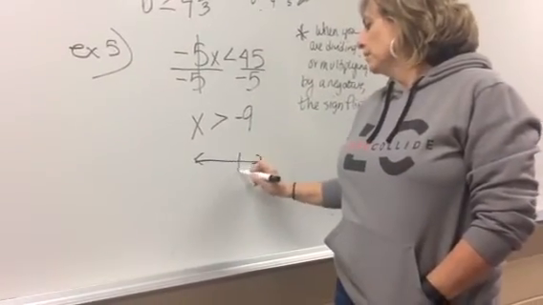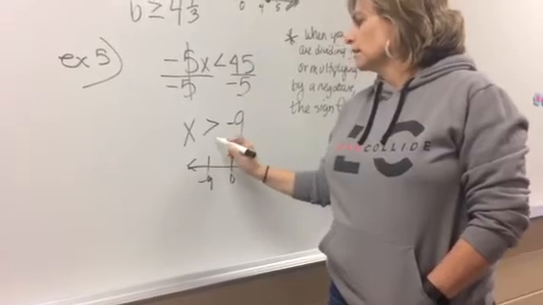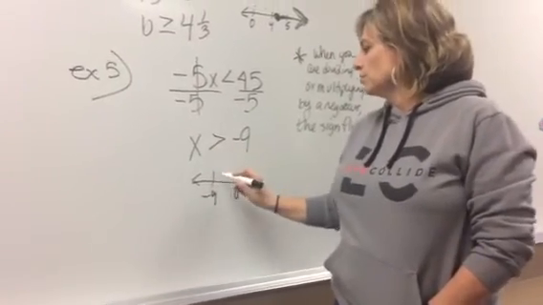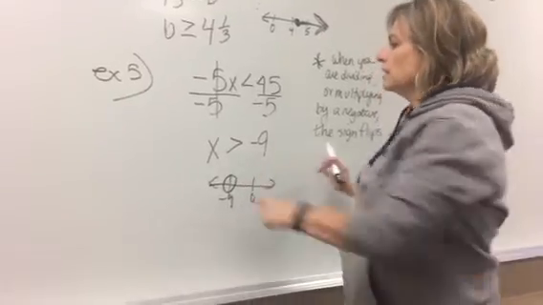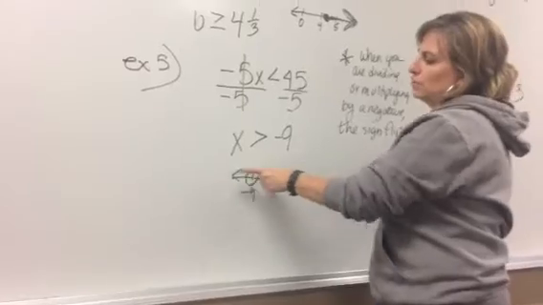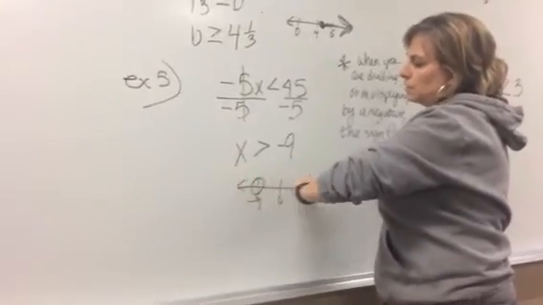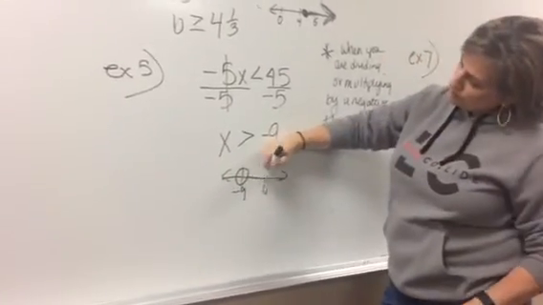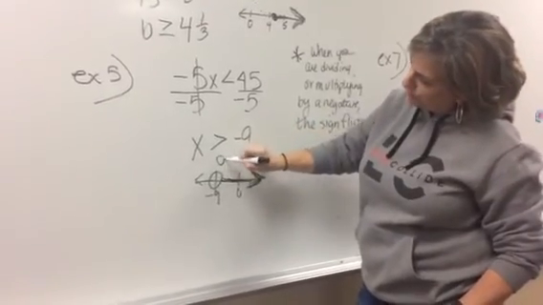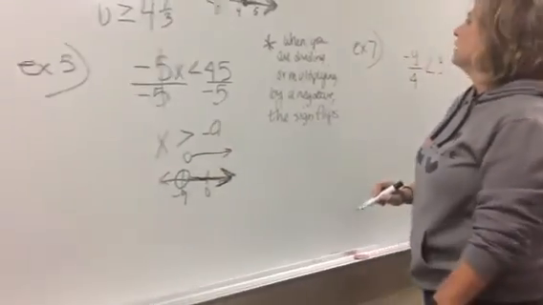How do I graph that? I go to 0. I go to -9. Is it going to be open or closed? It's going to be open because it's not equal to, so I put the open circle. This means all my answers are greater than -9. We know to the left means less than. We know to the right means greater than. So since it's greater than, we're coloring it this way. Again, if you want to do it above the line, you can color it like that.